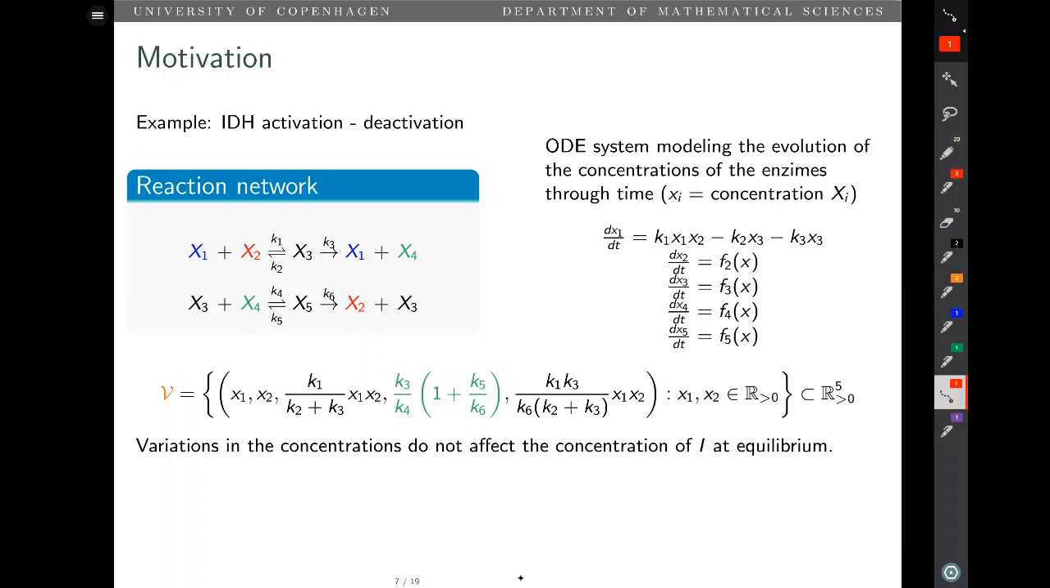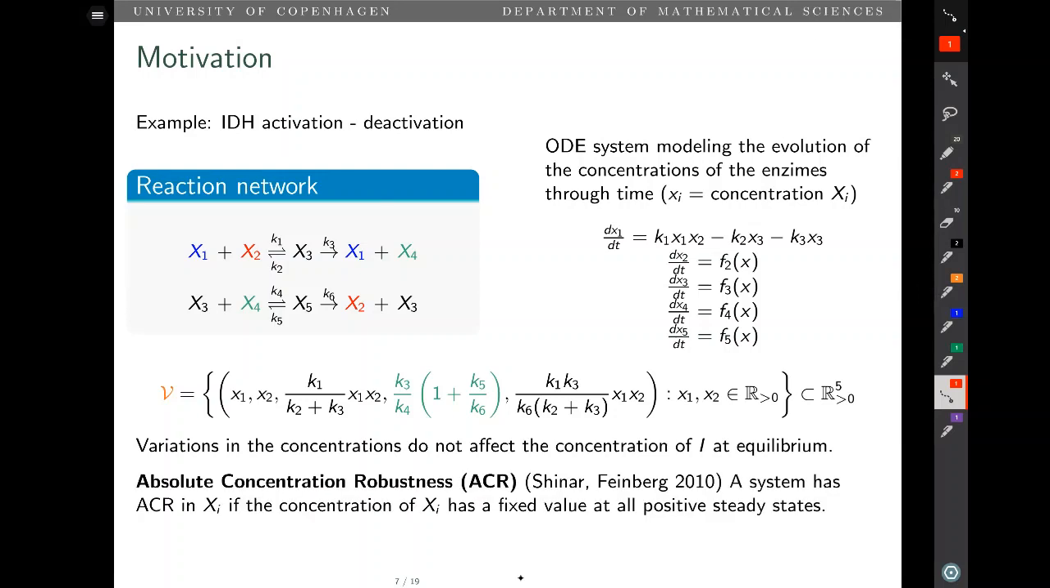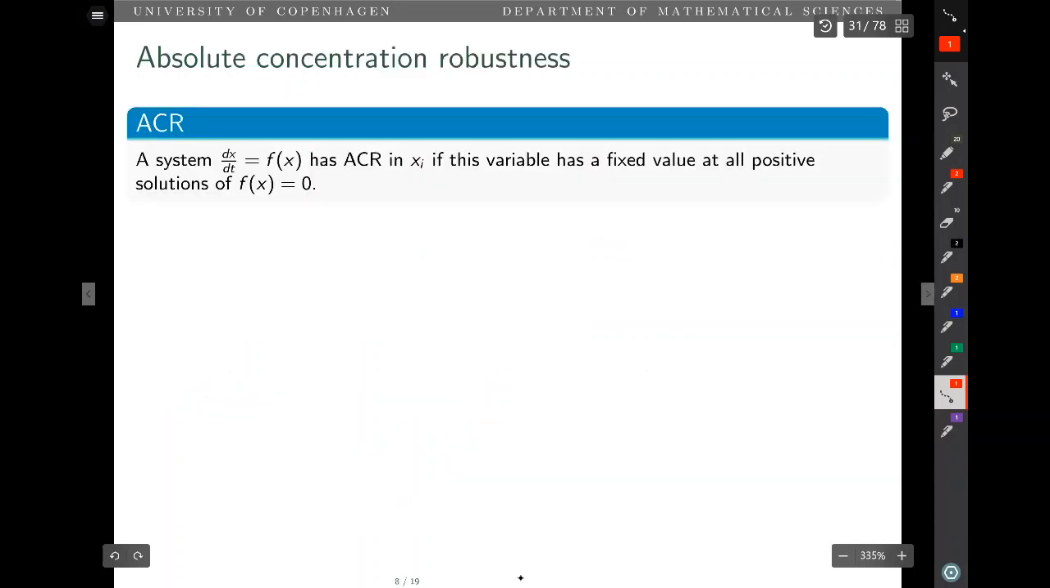So for any point in this set that I find, the concentration of the green enzyme is constant. So it's very robust in that sense that I was looking for. So this is the motivation, the biological motivation. And now I will define what Shinar and Feinberg call absolute concentration robustness, which is precisely this. No matter which steady state I look at, Xi has a fixed value. So this is the strongest definition of robustness.